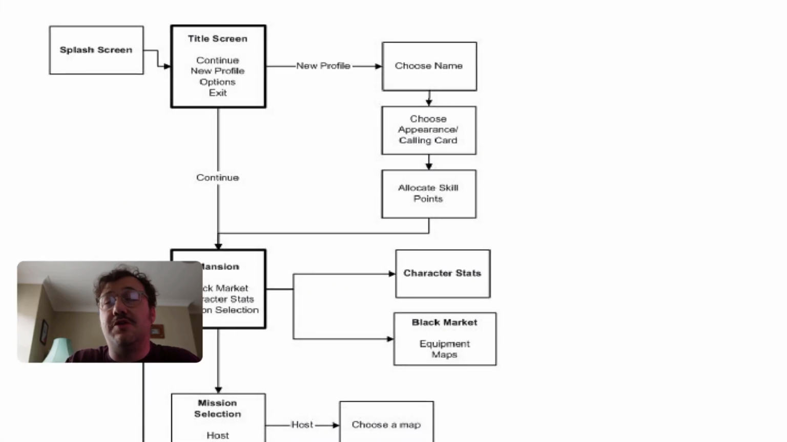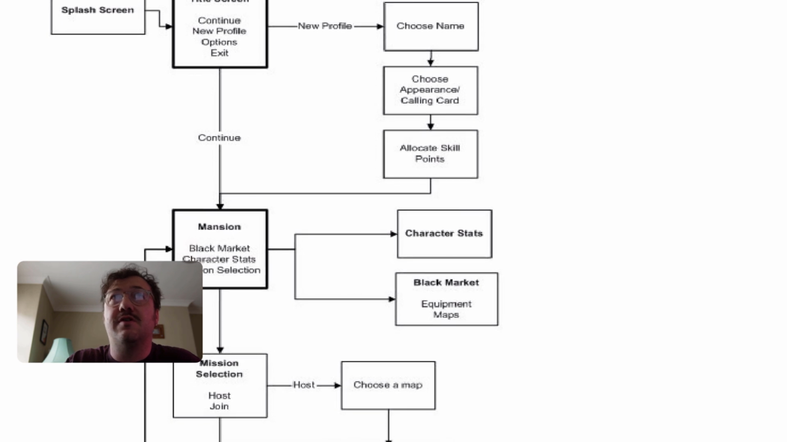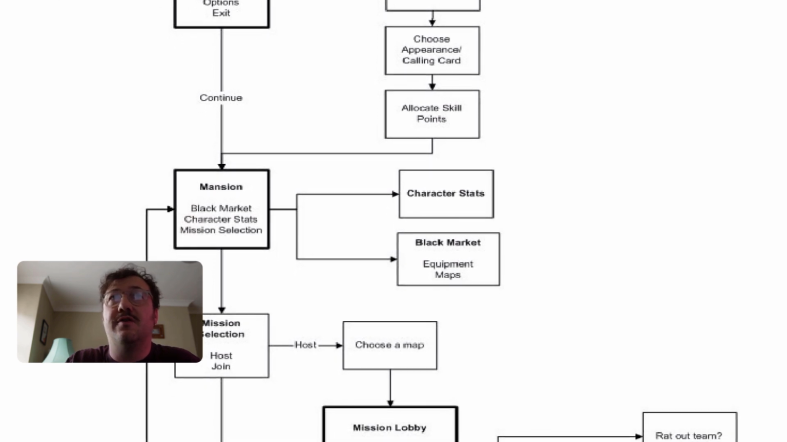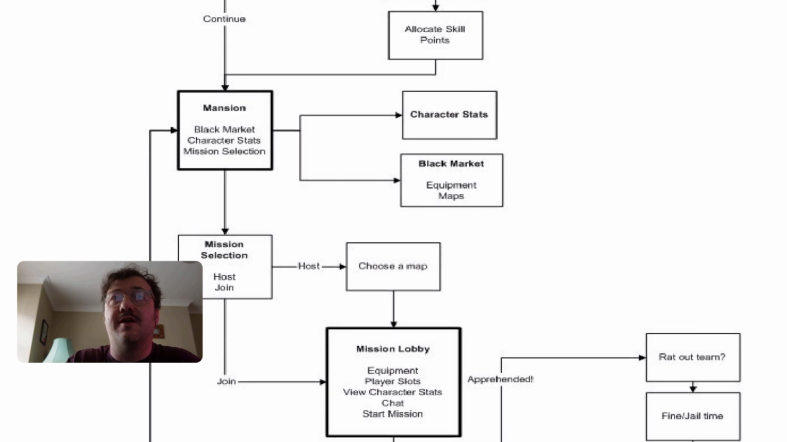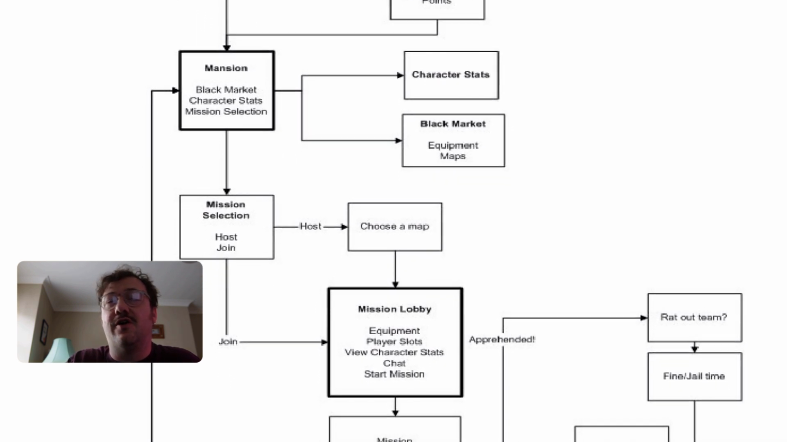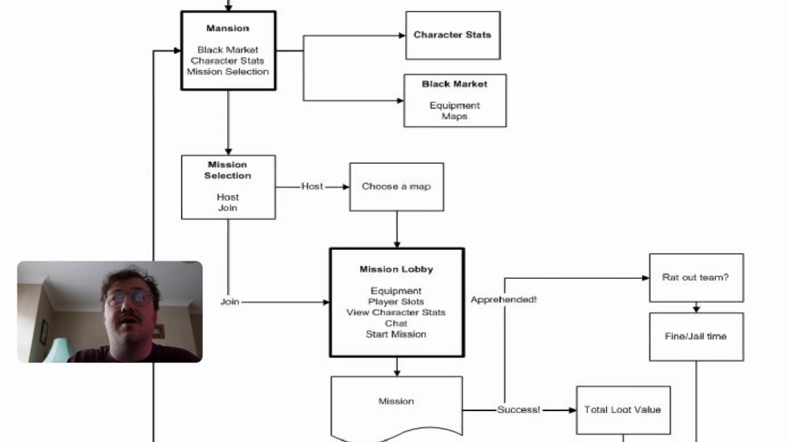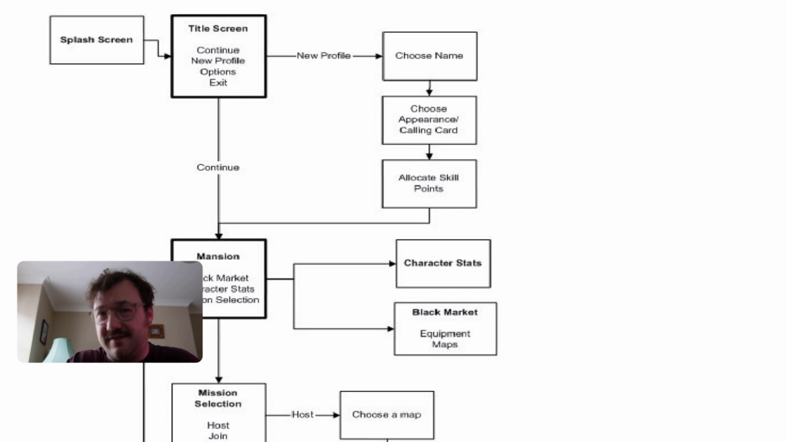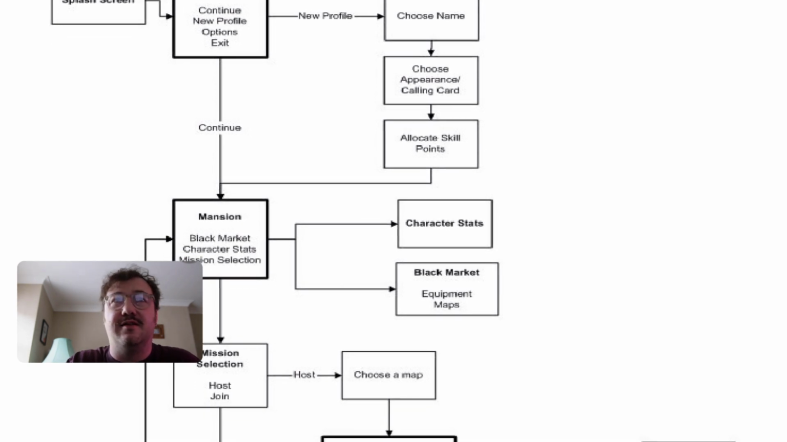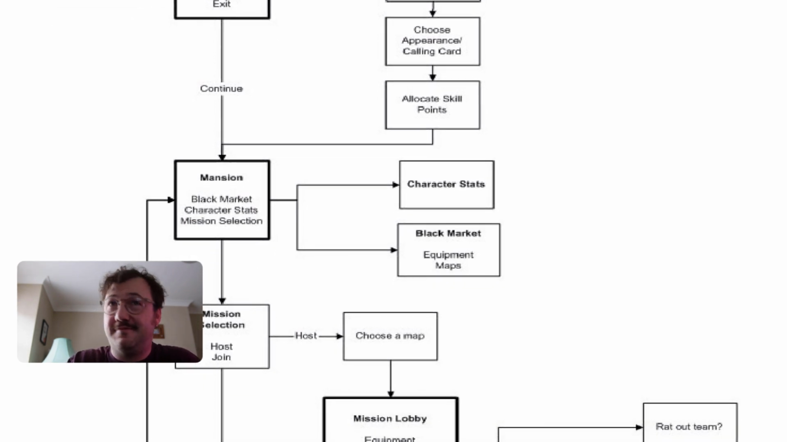So this is a menu flow diagram. Splash screen to the title screen to new profile, go to the mansion, go check out character stats, check out the black market. This is like a flowchart of all of the menu screens in the game. It's not a fun thing to do, but it is a useful thing to do. And if your game has menus, then you should do this.